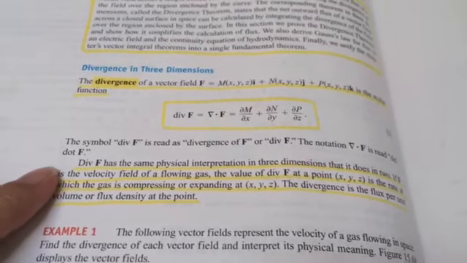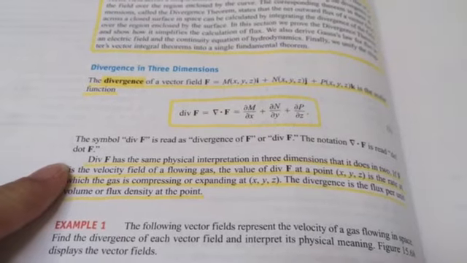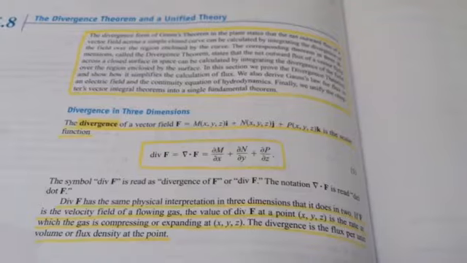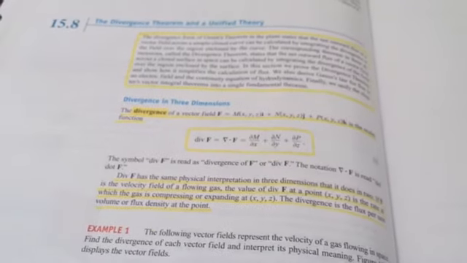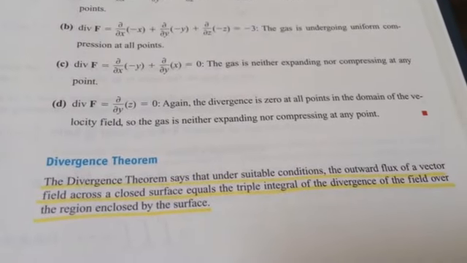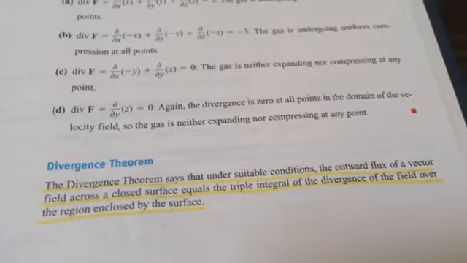And then here above example 1 is the physical interpretation of divergence in 3 dimensions. The divergence we did before was in 2 dimensions, and so this is now in 3 dimensions, but the applications are the same. Okay, so down here at the bottom of page 901, it talks about the divergence theorem and how it's related to the outward flux, that again we have seen before in 2 dimensions, but this is in 3 dimensions.